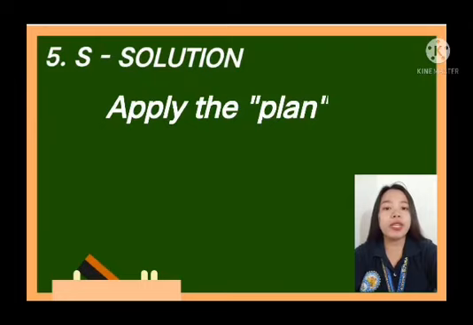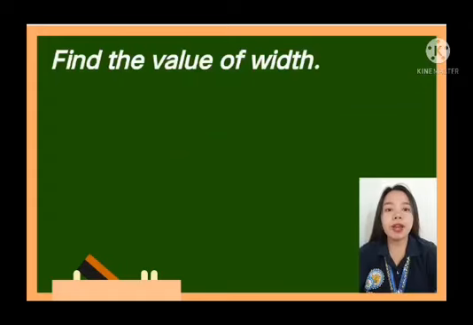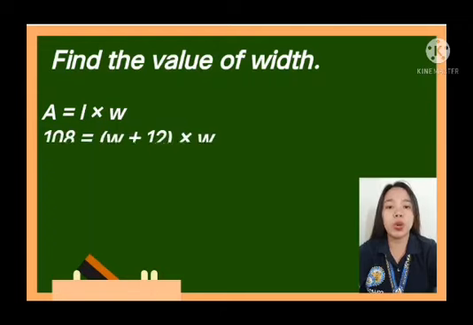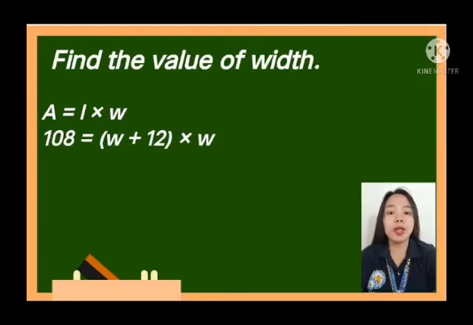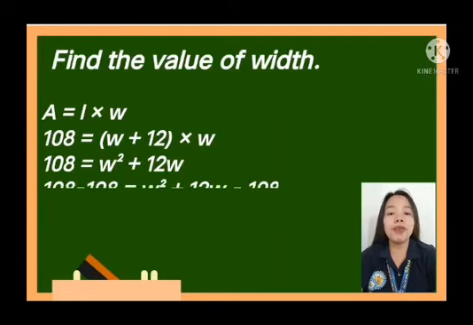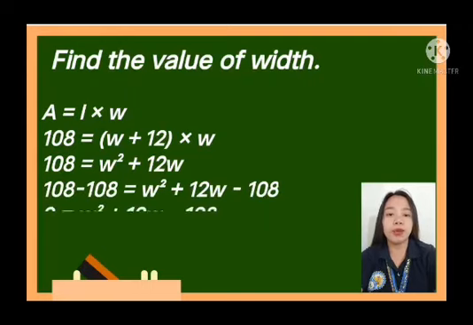For the last step, which is the solution, we'll do the plan that we made on how to solve the problem. So first, let's find the value of W or width. Using the formula in finding the area of the rectangle, which is A is equal to length times width, we substitute the given information. We'll have 108 is equal to the quantity of W plus 12 times W. Multiplying the length and width, we'll have 108 is equal to W squared plus 12W.